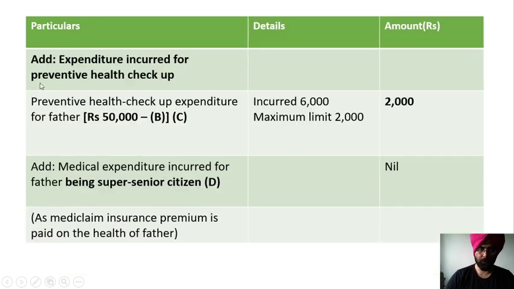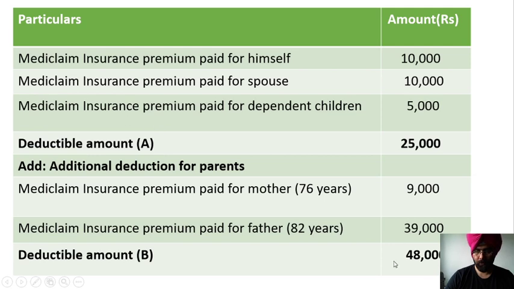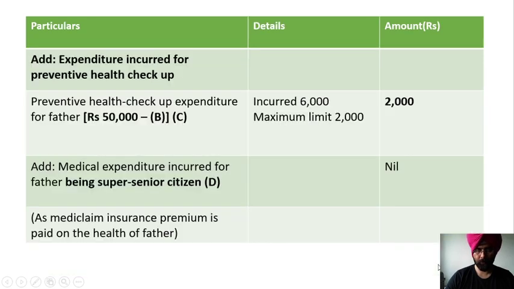Third case is for preventive health checkup. Preventive health checkup expenditure for the father is limited to 50,000 minus B, because 48,000 is already taken, so the maximum available is 50,000. Here the expenditure incurred is 6,000, but you will get a deduction of a maximum of rupees 2,000 only for this preventive health checkup, because the total expenditure in case of a senior citizen cannot exceed 50,000. And another expenditure is also incurred for the father being a senior citizen, that is mediclaim insurance premium paid on the health of the father.